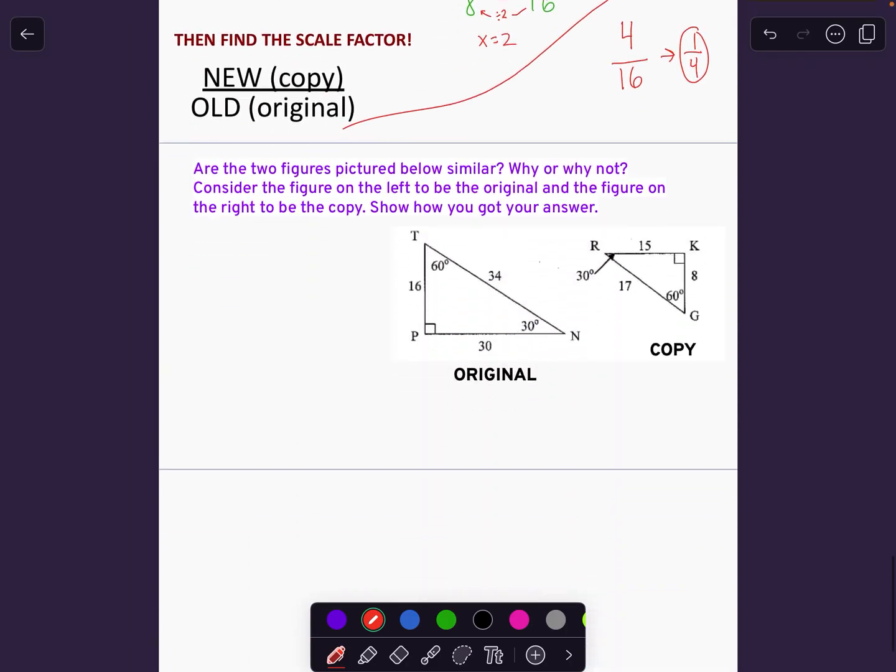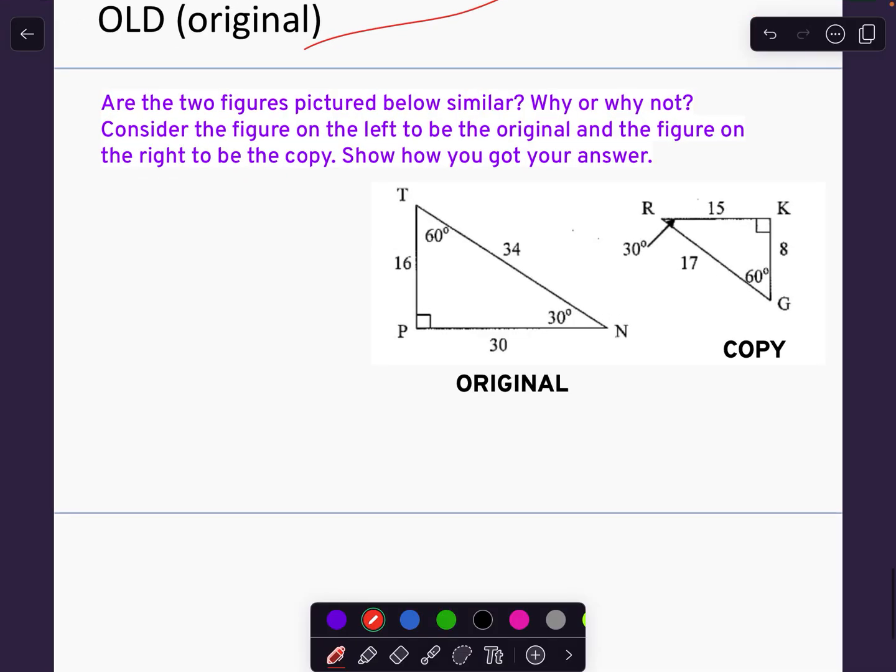Okay, down here, last thing. Are the two figures pictured below similar? Why or why not? The figure on the left is the original, the figure on the right is the copy. Okay, how do we get our answer?